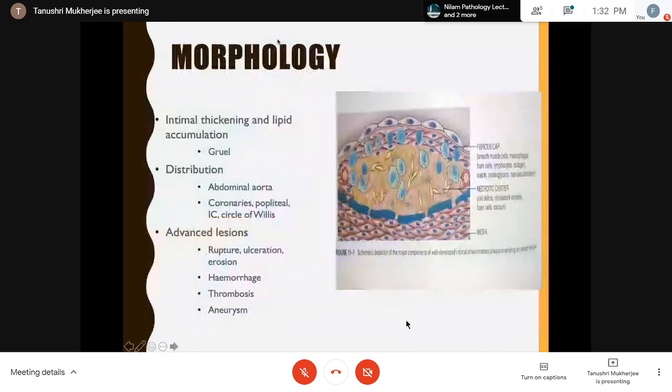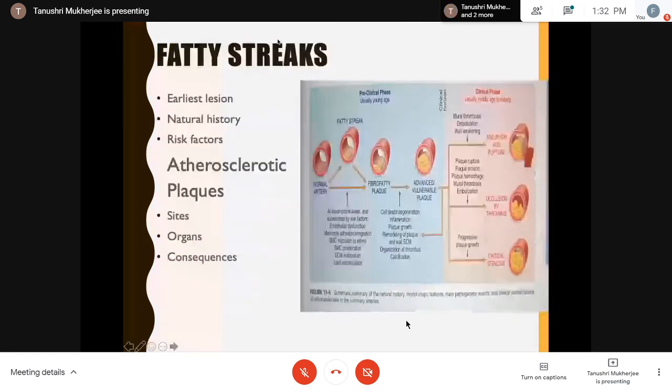This is the morphology: intimal thickening and lipid accumulation, gruel-like consistency. Distribution: abdominal aorta, coronaries, popliteal. Advanced lesions cause rupture, ulceration, hemorrhage, thrombosis, aneurysm. So the earlier lesion was the fatty streaks and then the atherosclerotic plaque, which then, depending upon the complications, becomes a vulnerable plaque.